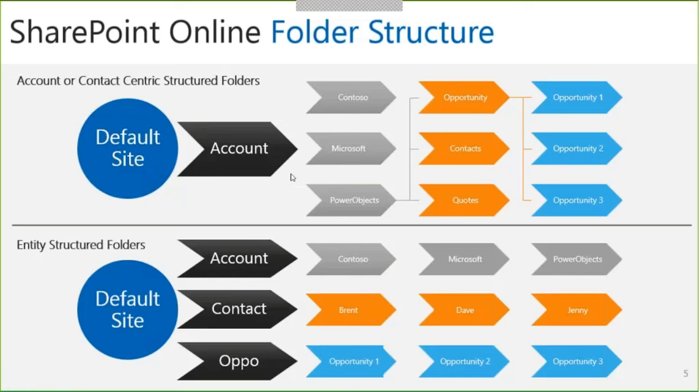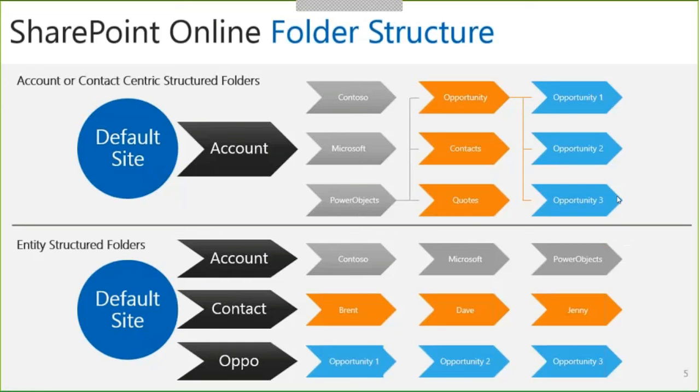What that means is that you can look at all your accounts, for example Contoso, Microsoft, or Power Objects. Then within that account, you have those related entities. You can see here I have this little arrow. I have quotes related to Power Objects, contact records related to Power Objects, opportunities. Now again, let's keep that conversation moving forward. Maybe you have multiple opportunities you're working on closing with Power Objects. So I have opportunity number 1, opportunity number 2, opportunity number 3.